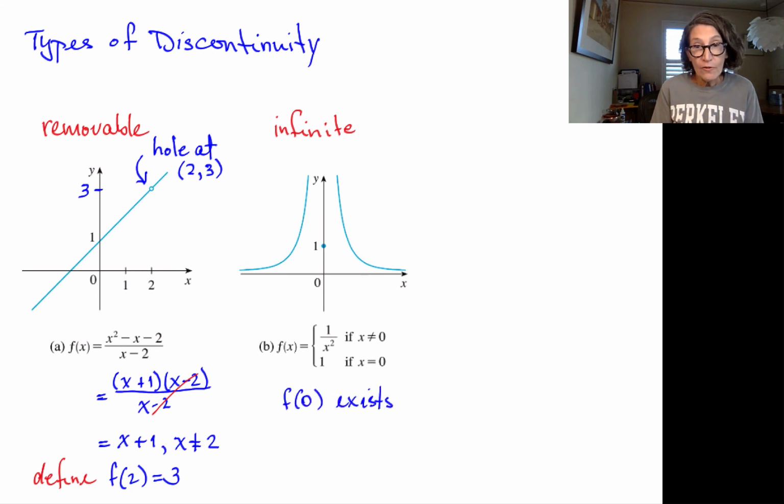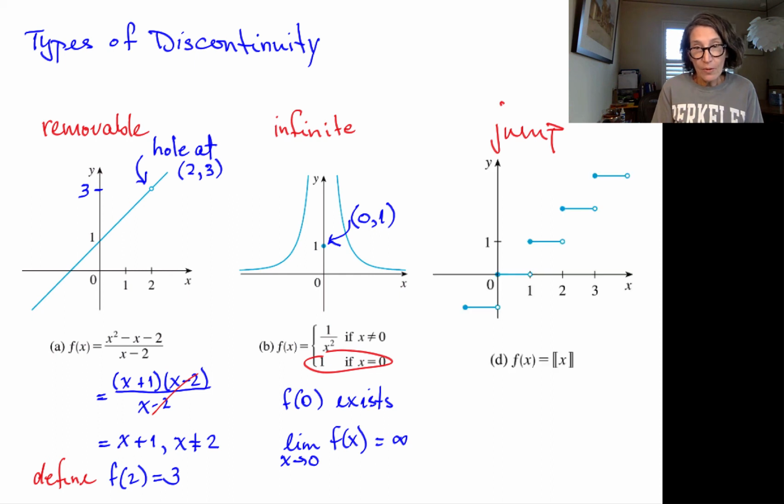So even though f of 0 does exist, because it's been defined, f of 0 is 1, and we have a point on the graph, 0, 1. So even though f of 0 exists, the limit as x approaches 0 of f of x doesn't exist. That's infinity, which means it doesn't exist. So that's a discontinuity called an infinite discontinuity, and there's nothing we can do about it. We can't fix it. The third type is called a jump discontinuity, and here's an example.